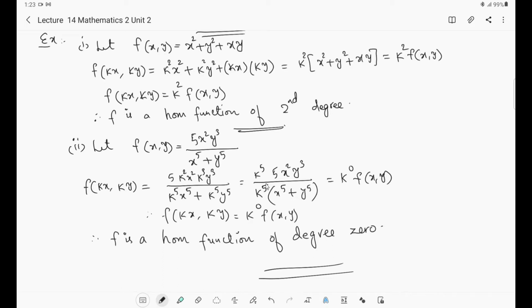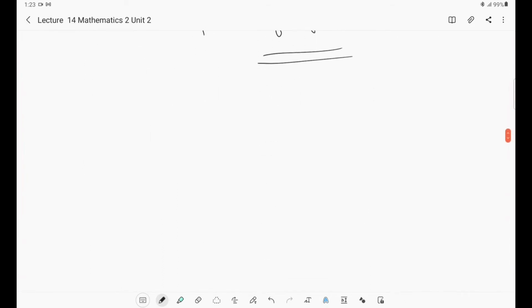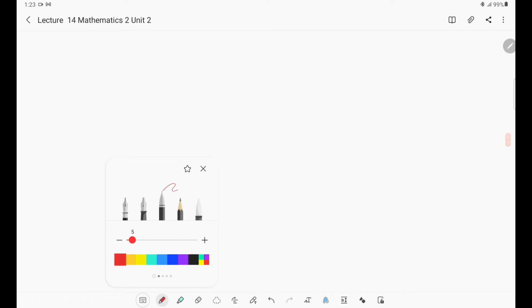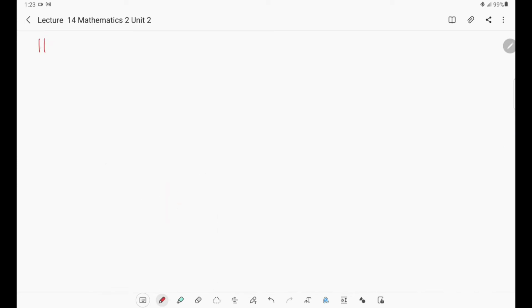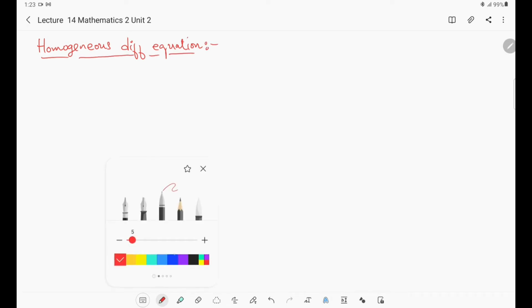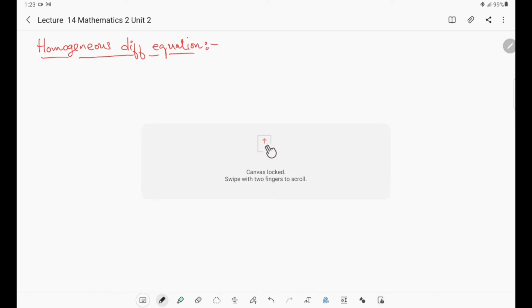Now we will define what is the meaning of homogeneous differential equation. So now we are going to define what is the meaning of homogeneous differential equation. Homogeneous function we have understood just now, and second degree and 0 degree homogeneous functions also we have understood. Now I am going to define homogeneous differential equation.